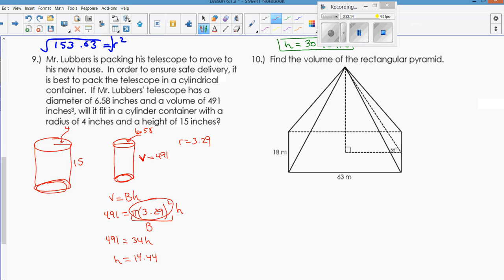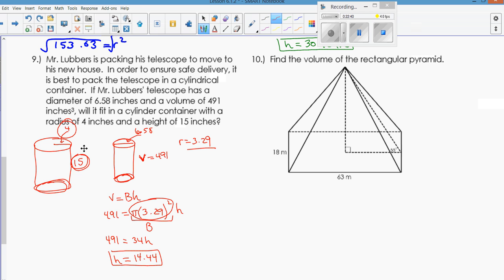14.44, which, if the height of the telescope is 14.44 and the height of the container is 15, then it'll clearly fit inside that container height-wise. The radius is 3.29 and the radius of this shape is 4, so that means this actually will fit inside because the radius is smaller and the height is smaller.